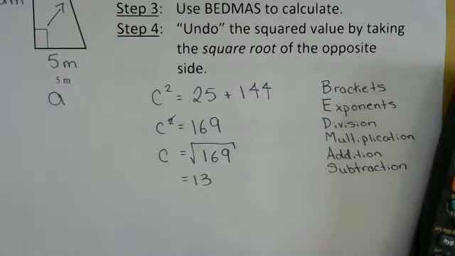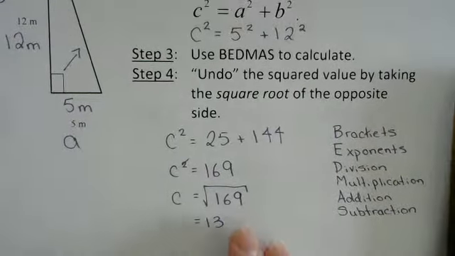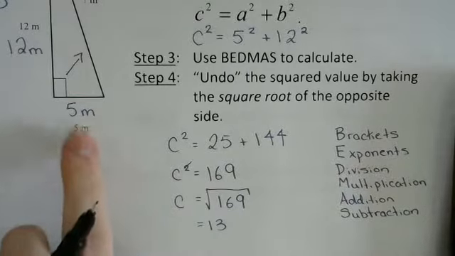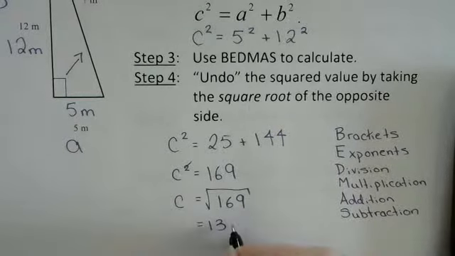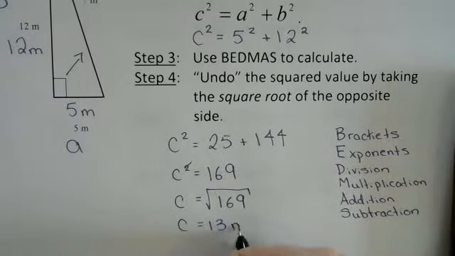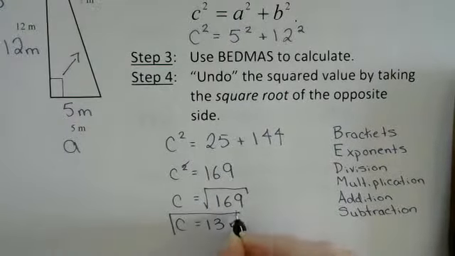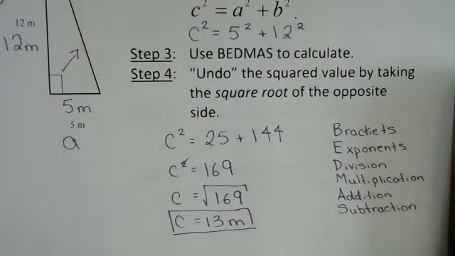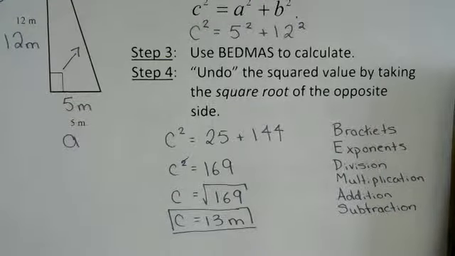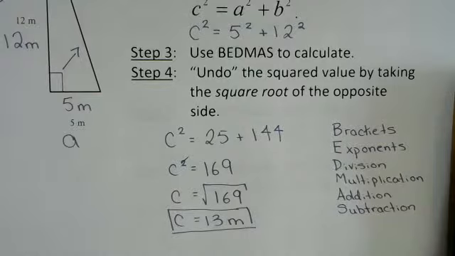Once you're done that, there's one big key piece that's missing from this one. Be really careful. This had meters as a unit. You need to make sure that you put C equals 13 meters as your final answer. If on a test or an assignment you don't include the units, you will lose marks for it. So just be really careful that you've included the units. And that's the first example.